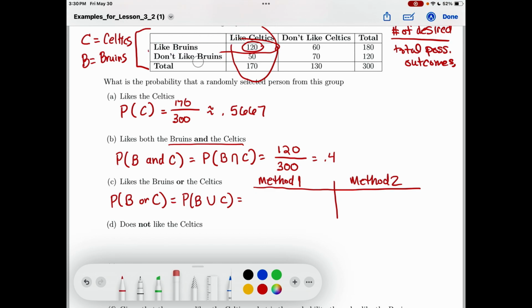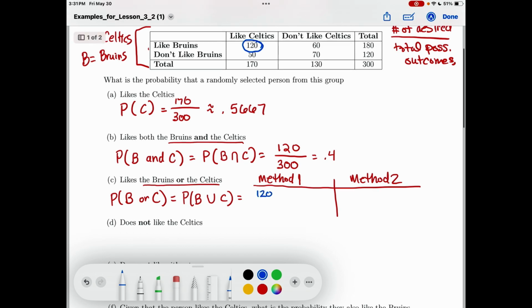All right, method 1 is we just look at each individual subgroup in the table and decide if it satisfies the statement Bruins or Celtics. So all we have to do is satisfy one of those statements, that they like the Bruins or they like the Celtics, for it to be in the set Bruins or the Celtics. So if I look at this first subgroup, that 120 definitely falls in the category of liking one or the other. In this case, this is the group that likes both, so it's definitely satisfied. So I'm going to add that to my number of desired outcomes.